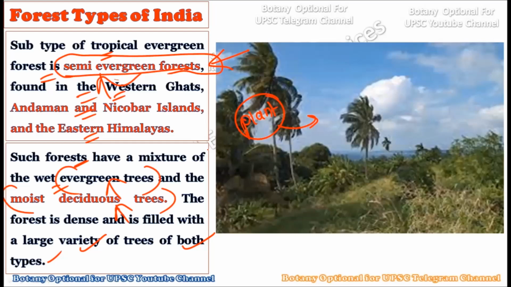Okay, so you should carefully remember the difference between the evergreen forest and the semi-evergreen forest. In the semi-evergreen forest, you will find some moist deciduous trees. Some moist deciduous tree presence is there, and these trees are creating the subtype within the evergreen forest, and we are naming it the semi-evergreen forest.